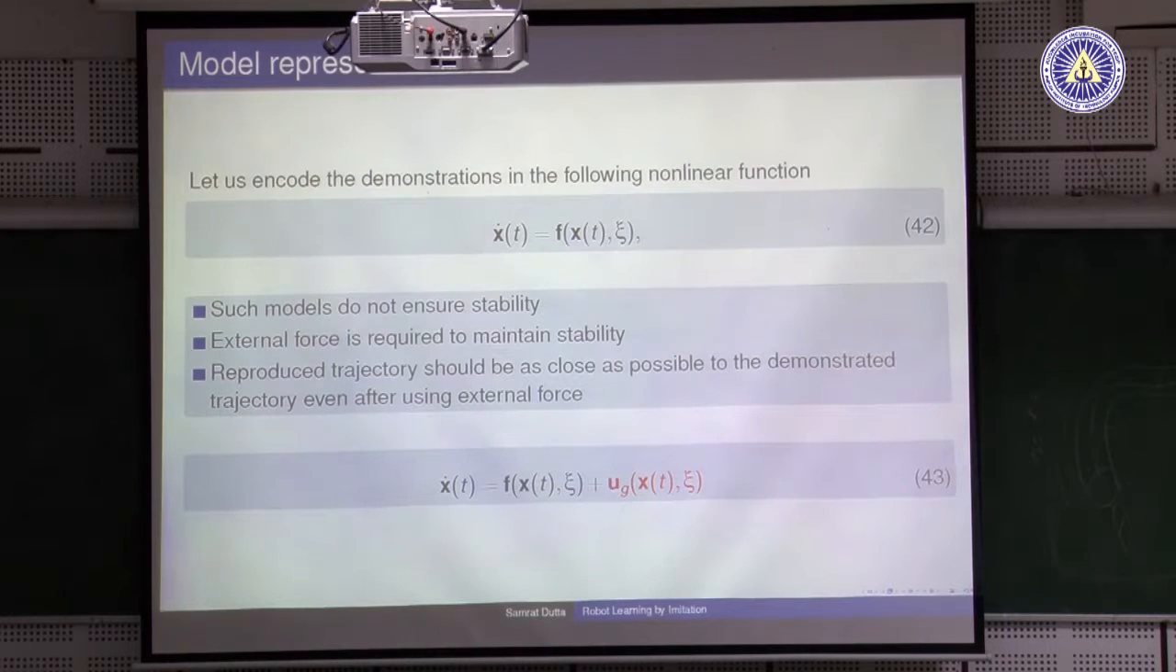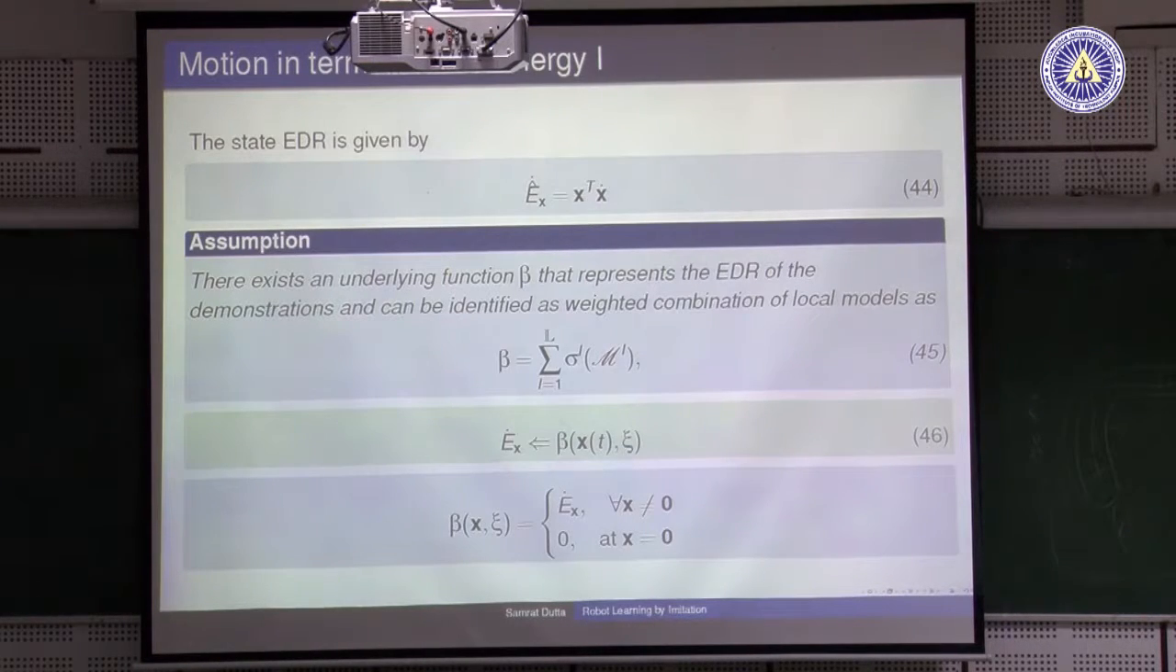So, what we do, we apply an external force like this, and we ensure that this force is also along the same line as this model, so that it has a very negligible disturbance effect on that model, rather it will concentrate more on the stability of the system. So, to do that, we try to figure out what is the energy dissipation rate in the demonstration, and we try to learn it, and we try to maintain it when the model is being executed, right.